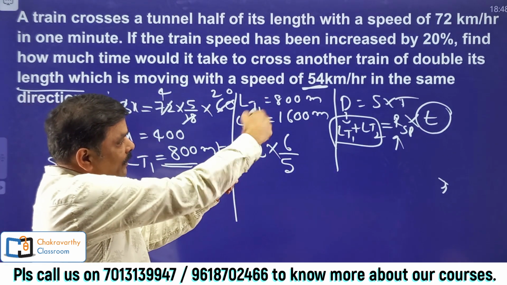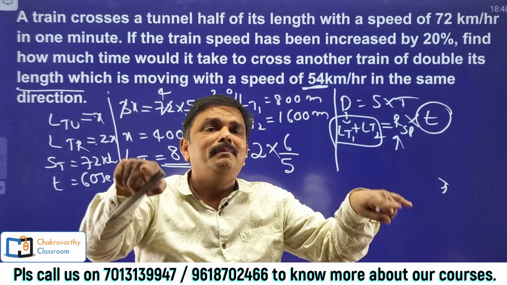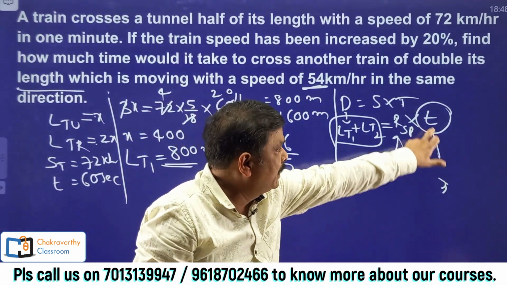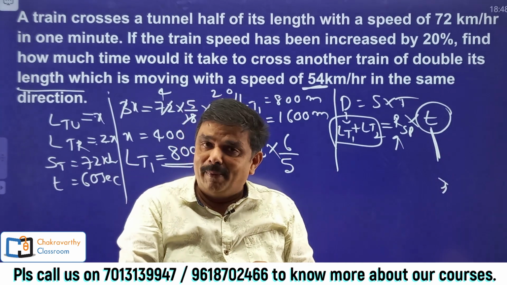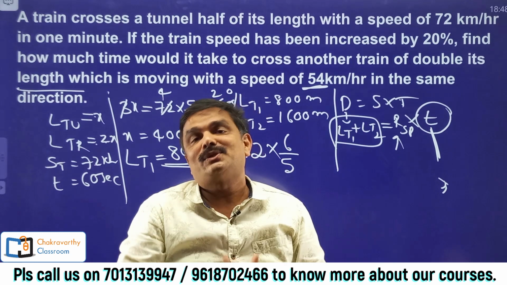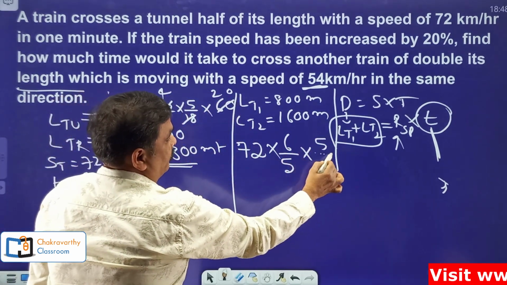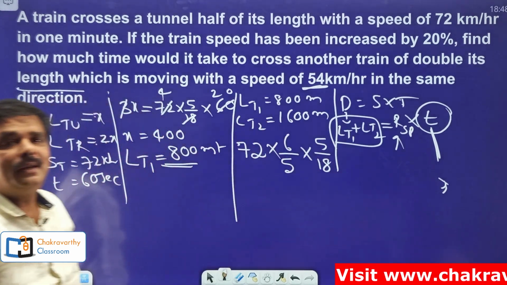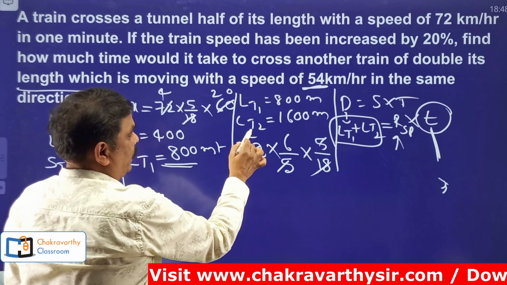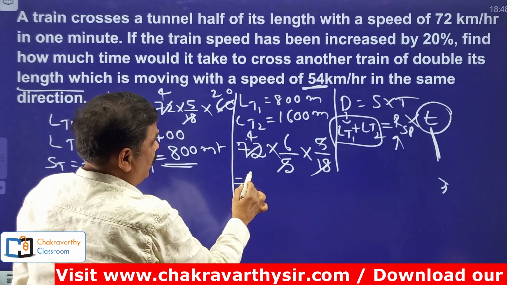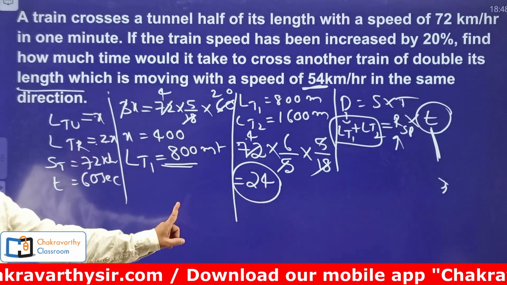Now I want to convert this from kilometers per hour to meters per second, because finally I need to find out the time. Generally in the options it will be mentioned in terms of seconds only. So into 5 by 18, that's it. I can get the speed. Quick simplification: 5 and 5 cancel. 18 4 times is 6 for the 24 meters per second. This is the speed of the first train.